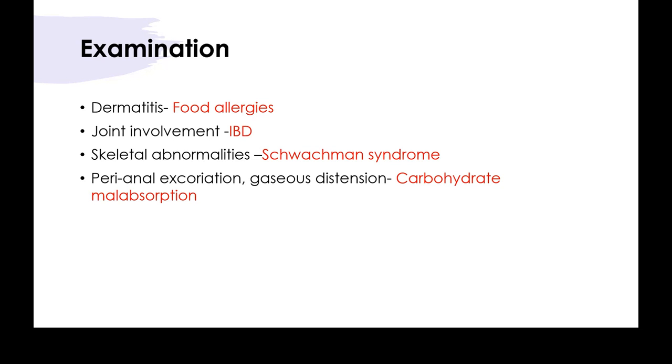If you see any skeletal abnormalities in your child with chronic diarrhea, you think of Shwachman syndrome, which is associated with pancreatic insufficiency and some blood count changes. And if your patient has significant perianal excoriation and gaseous distension of the abdomen, you have to think of carbohydrate malabsorption. So your general examination itself will give lots of valuable clues which would guide towards your diagnosis.